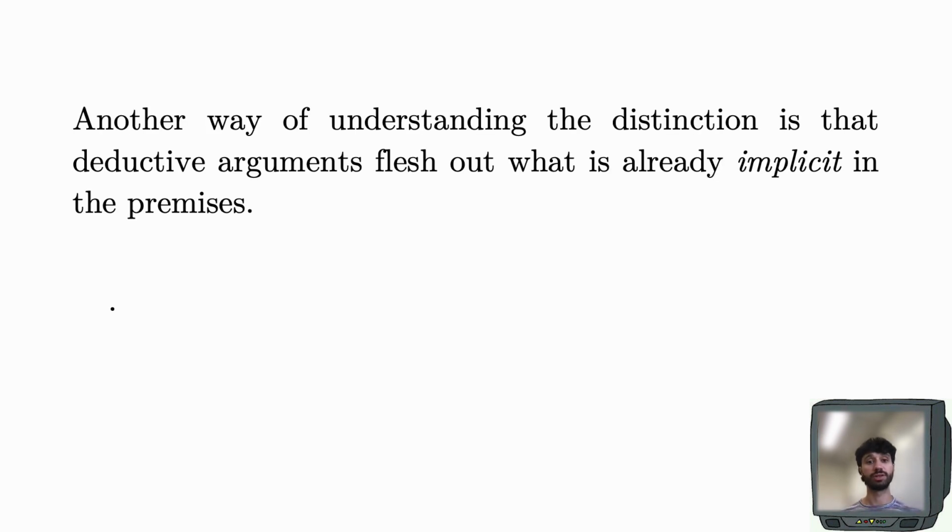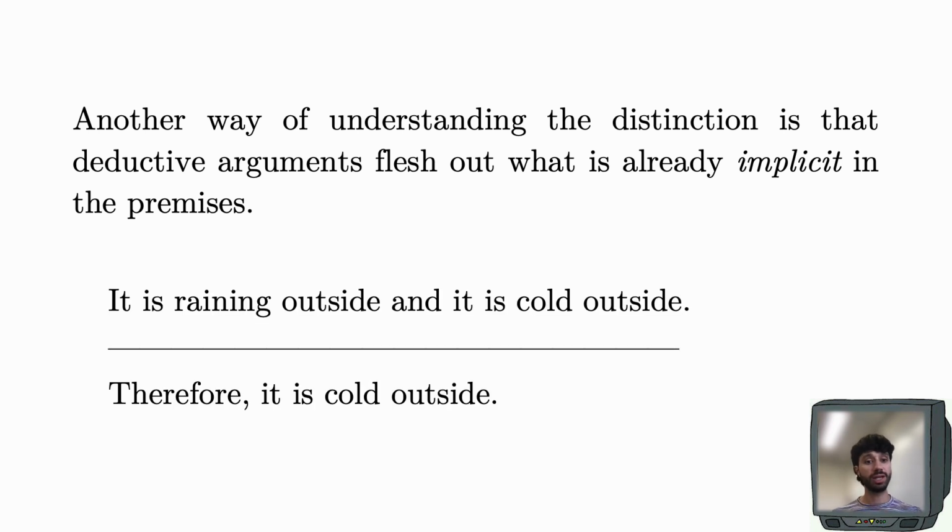Another way of understanding this distinction is that deductive arguments, or at least deductively valid arguments, flesh out what is already implicit in the premises. So in some ways, in deductively valid arguments, you're not saying something completely new. You're just fleshing out what's already there in the premises. So let's look at this example, where it is raining outside, and it is cold outside. Therefore, it is cold outside. Now, this is a deductively valid argument.